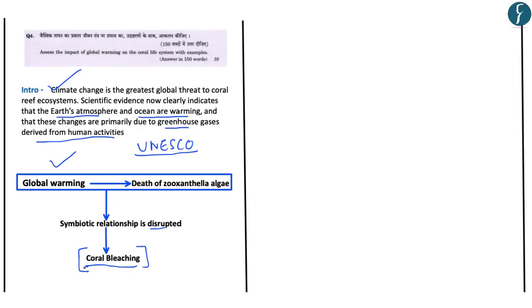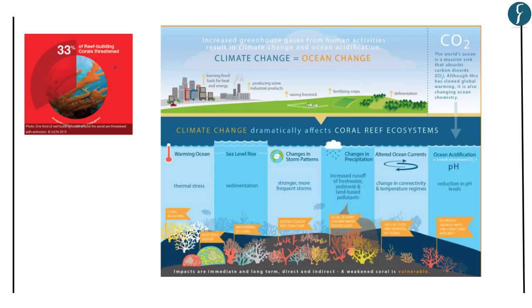And after this, you should have highlighted the geographical conditions required for the growth of coral reefs and how global warming impacts these geographical conditions. So after this, let us take up the body part of this question, and in this part, we will try and explain the impact of climate change on the coral reefs and how the climate change impacts the geographical conditions which are required for the survival and growth of coral reefs.